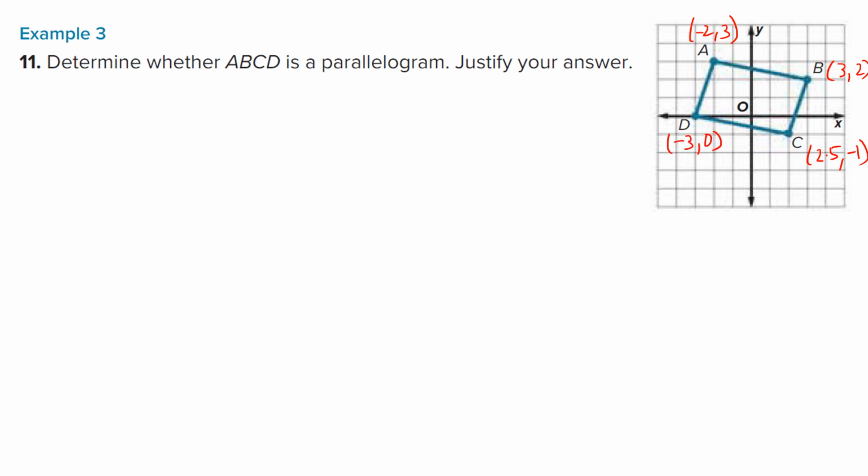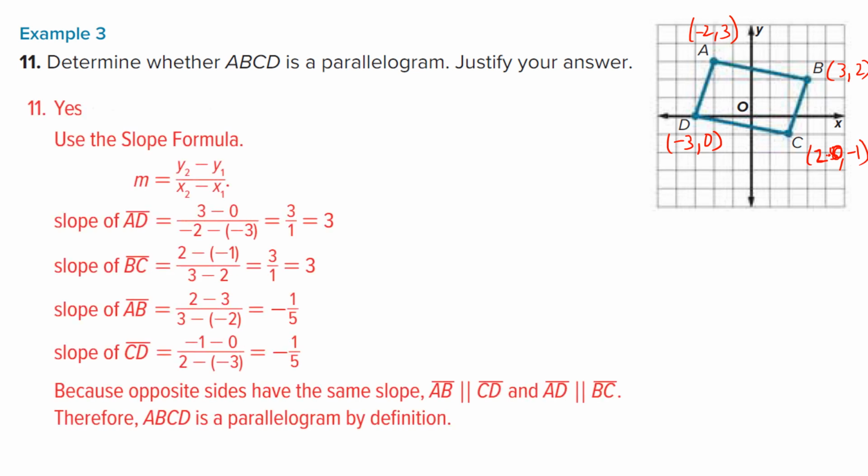So here you can find the slope. Let's do it. And then from the slope, you can easily calculate. So you can now calculate the slope of the opposite sides. So when you use the slope formula, m equal to y2 minus y1 over x2 minus x1, the slope of AD comes out to be 3. The slope of BC is also 3. The slope of AB is minus 1 by 5 and the slope of CD is minus 1 by 5.